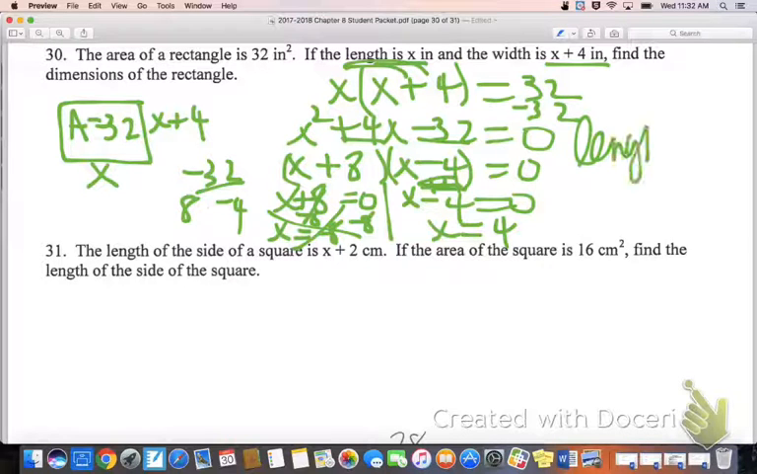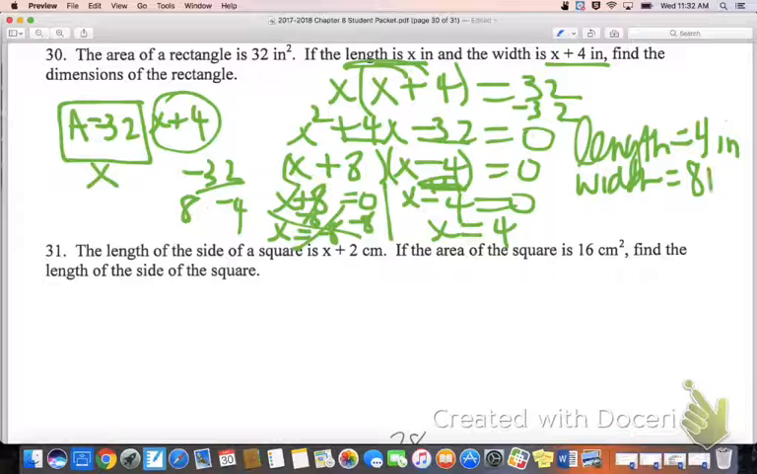So our length is 4, and we're dealing with inches here. And our width is x plus 4, so 4 plus 4 is 8 inches. So there's your length and your width.